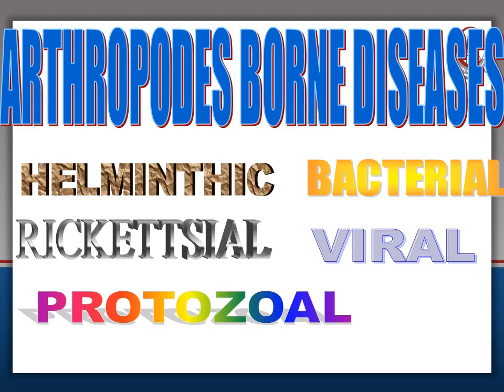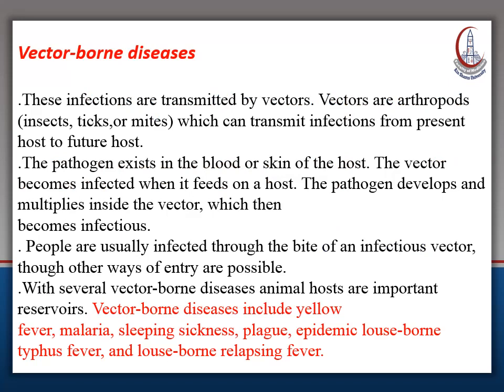These disease agents, which are transmitted biologically by arthropods, belong to several categories of organisms. They may be helminths, bacteria, viruses, rickettsia, protozoa. Biological transmission of disease agent by arthropods coined a term known as vector-borne diseases.